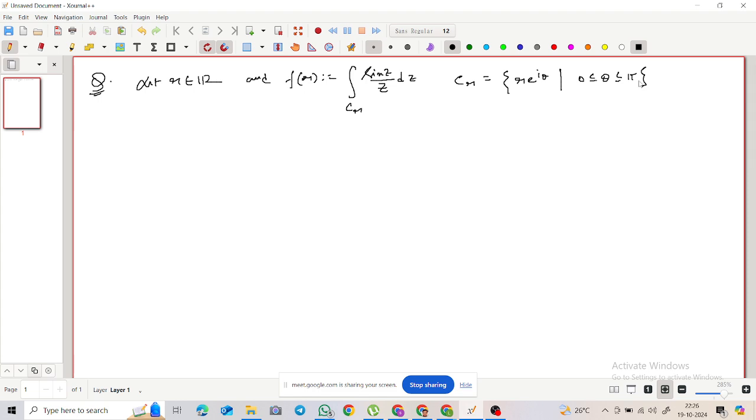What is the limit as r tends to 0 of f(r) by r? This has to be found. But how is this a contour?